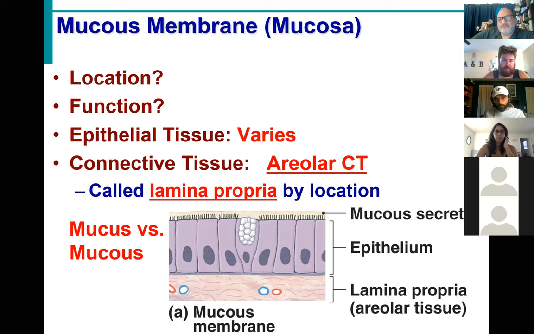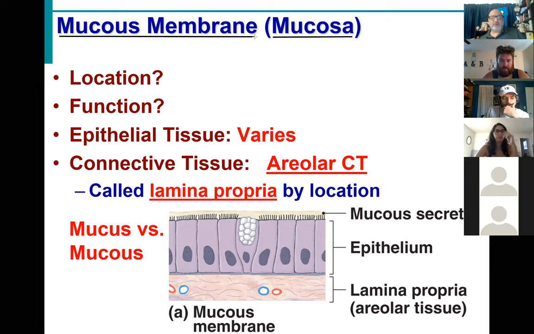O-U-S. Mucosa. Well, so mucosa, remember, is the noun that we use for the membrane. That is the noun that stands for mucous membrane. So which of these two things, mucus or mucous, is the correct way of spelling it? O-U-S. Are they referring to different things? Yeah, there you go. They are indeed.